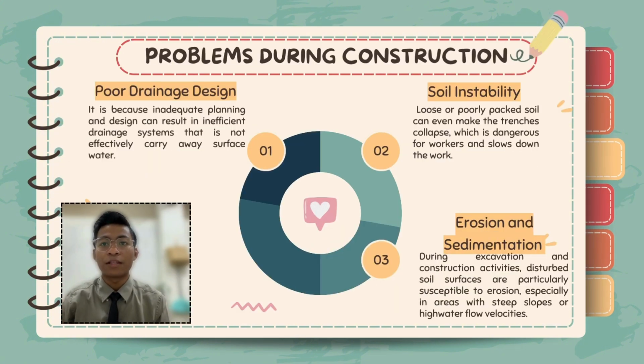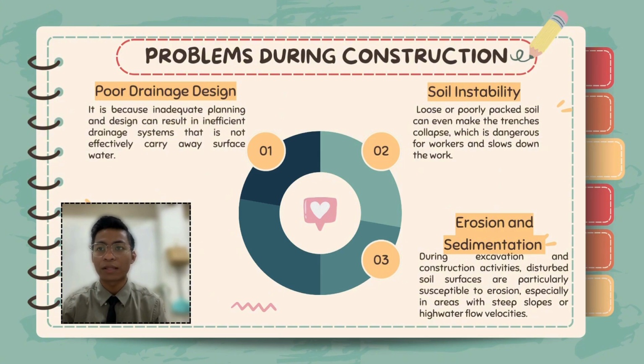For this project, there are also some problems during the construction process. First, it is about poor drainage design. It is because inadequate planning and design can result in an inefficient drainage system that does not effectively carry away surface water. This accumulation of water can hinder the installation process by creating muddy or wet conditions that are challenging to work in. Secondly, it's about soil instability.